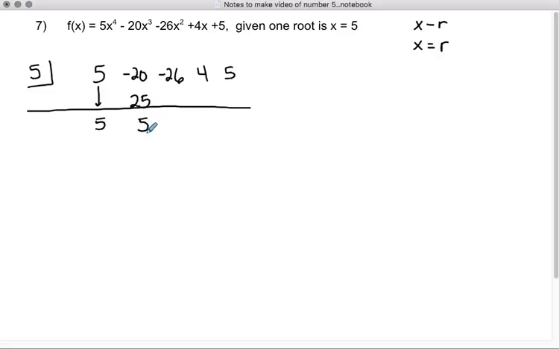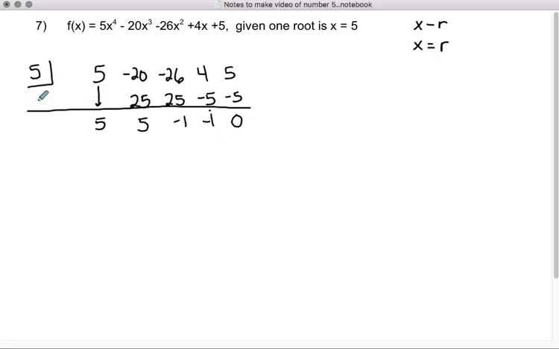Now I repeat. I multiply this result by the divisor. That gives me 25. I write it here. And then I add. Negative 26 plus 25 is negative 1. And repeat. Multiply this times the 5. That gives me negative 5. And then I add. That gives me negative 1. And repeat. Negative 1 times 5. That gives me negative 5. And so 5 minus 5, or 5 plus negative 5, is 0. So I have a remainder of 0, which is great. I don't have to deal with any fractions, because that would be messier.